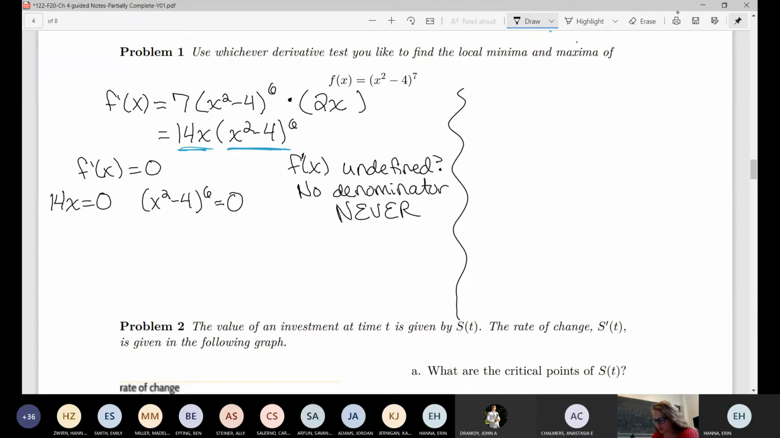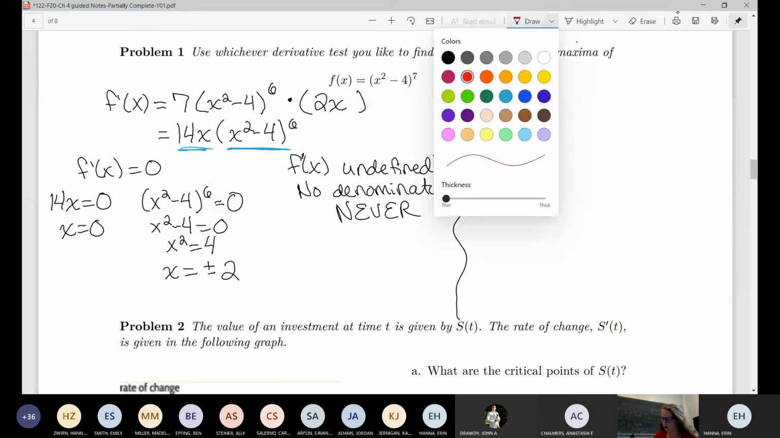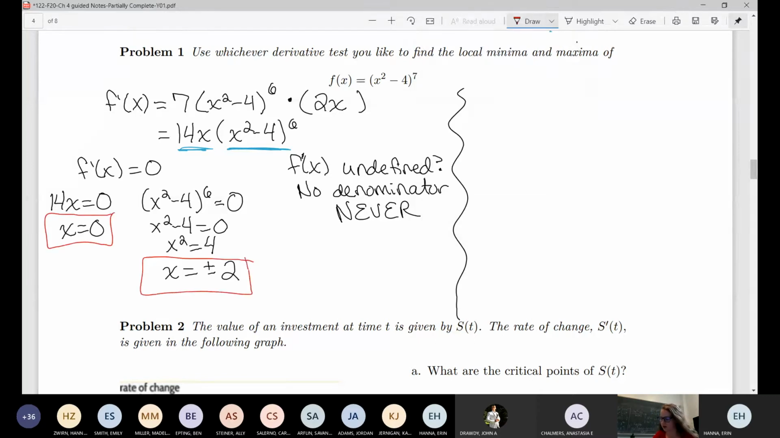So 14x equals 0 would give us that x equals 0 if you divide both sides by 14. And then for the other piece, we would want to take the sixth root on both sides, but the sixth root of 0 is 0, so that's nice. Add 4 to both sides. Square root. Remember, when you square root something, you get a plus or minus. So we would get plus or minus 2 from that piece. So that means that our critical points are 0 and positive and negative 2.